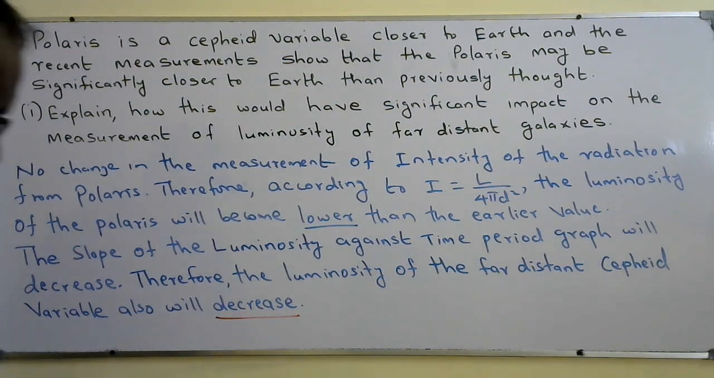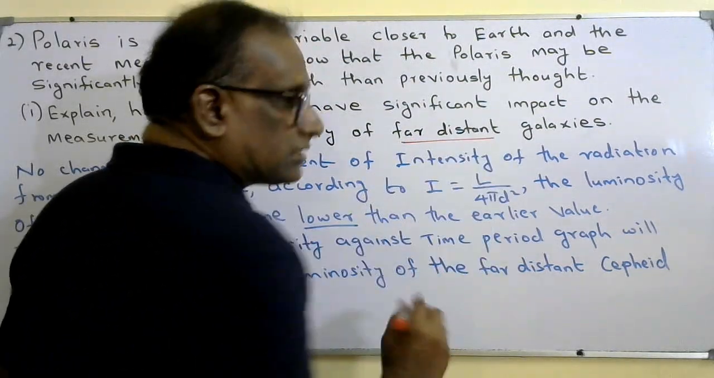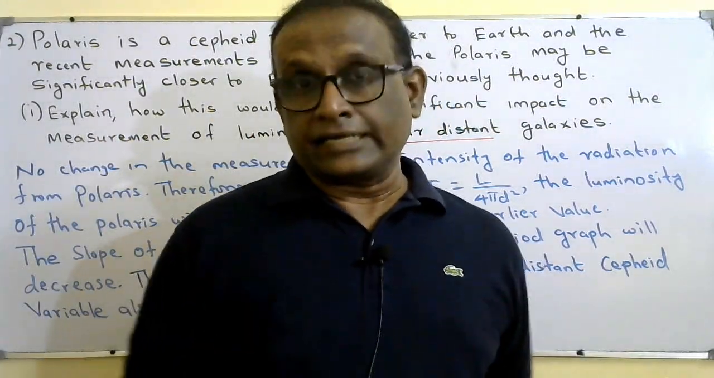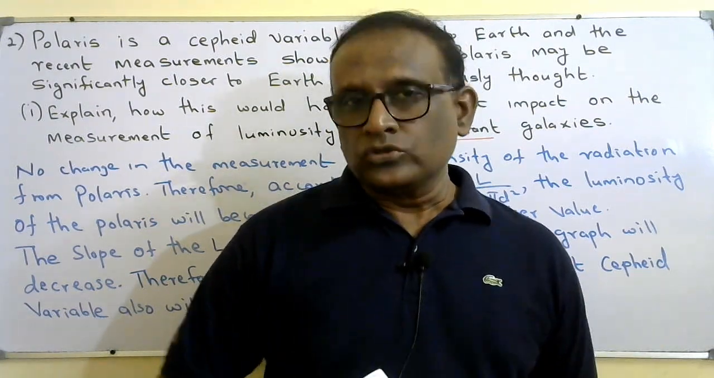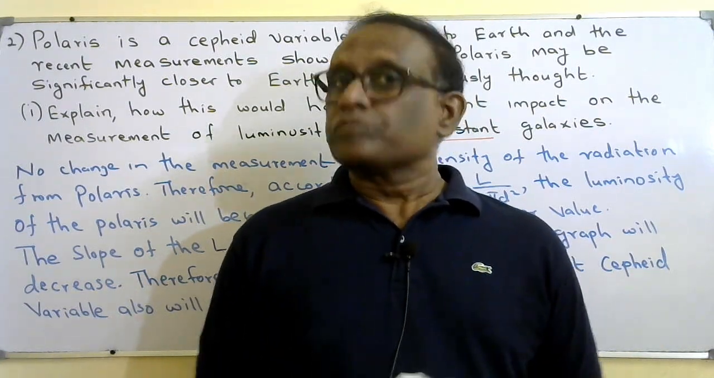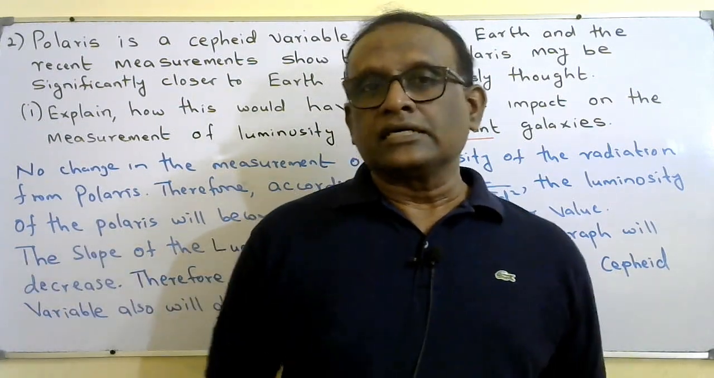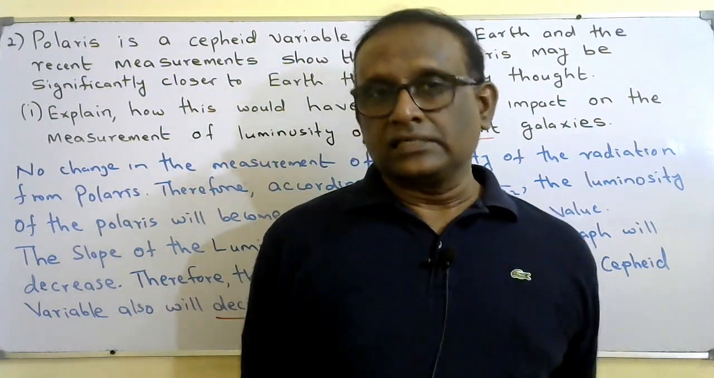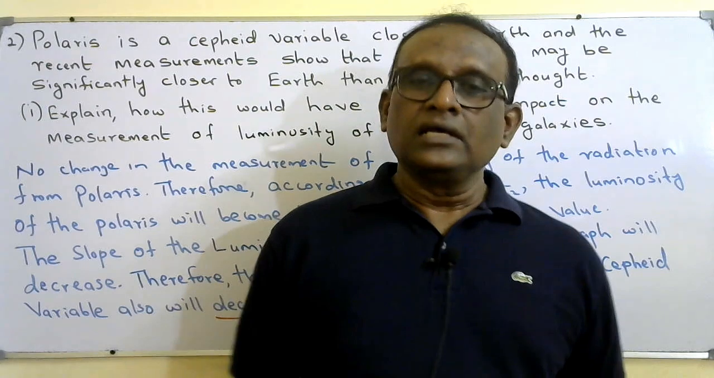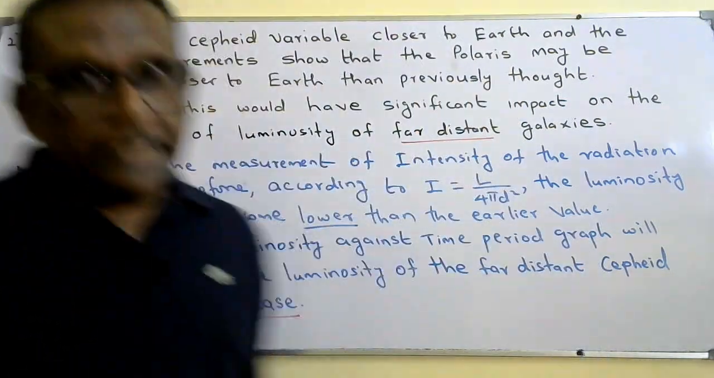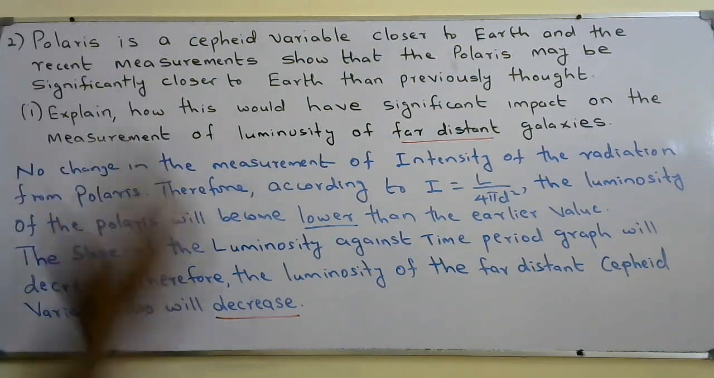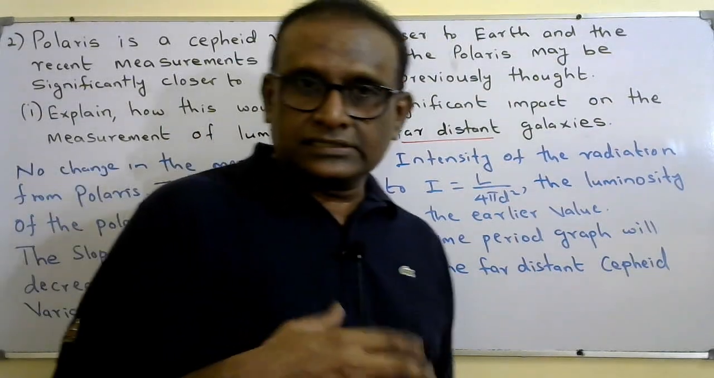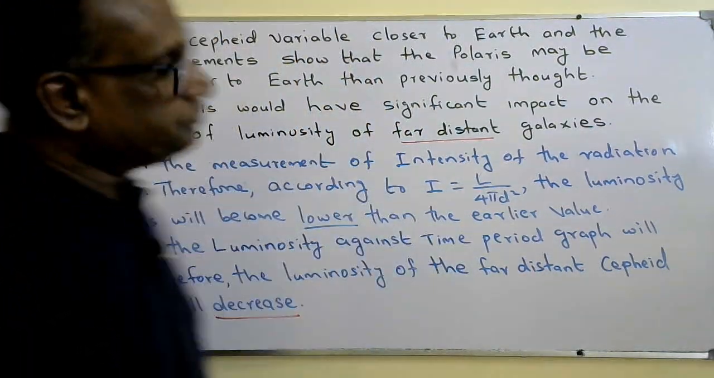So far distant means that the distance is below 100 megaparsec, where we can use Cepheid variable as a standard. And if it is more than 100 megaparsec, we can't use Cepheid variables. We have to adopt the next method, that is use Hubble's law and the redshift in the absorption spectrum. So we have to use Hubble's law and the Doppler effect if it is more than 100 megaparsec. But this question is based on below 100 megaparsec. It's called far distance star because it is more than the distance where we can use trigonometric parallax.